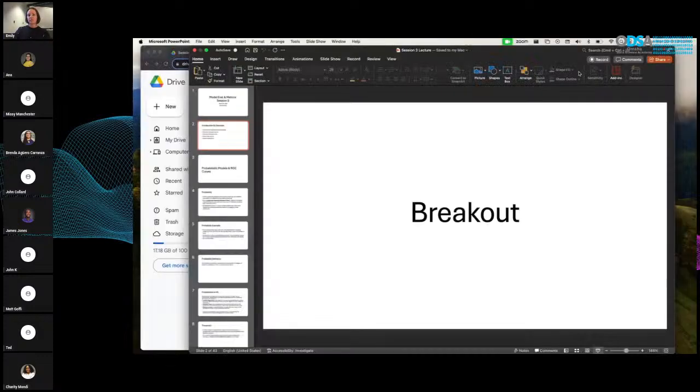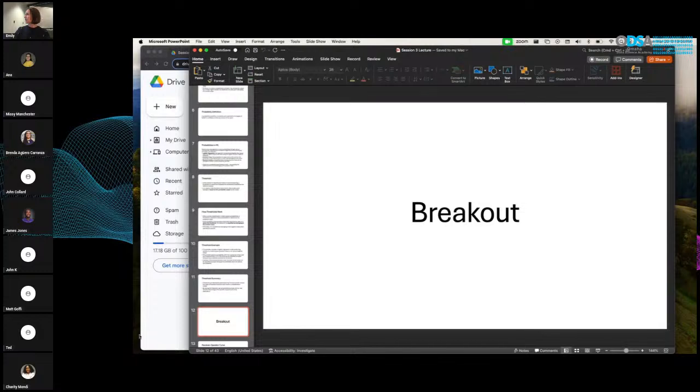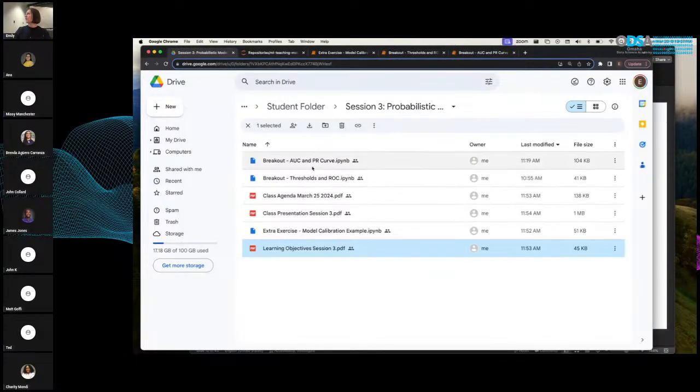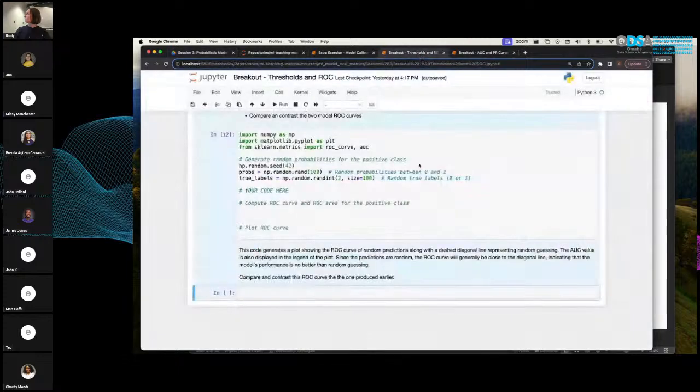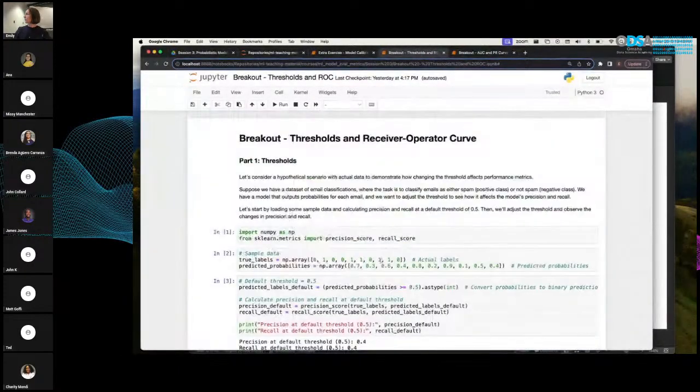We have quite a few breakouts today. They're just two breakouts like normal, but each one has 2 parts. So we're gonna do 2-part breakouts. So if you download the thresholds and ROC notebook, this is the one we're gonna start with today.